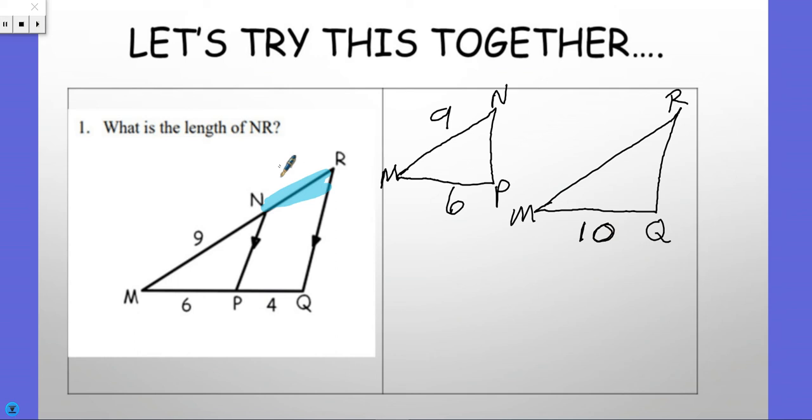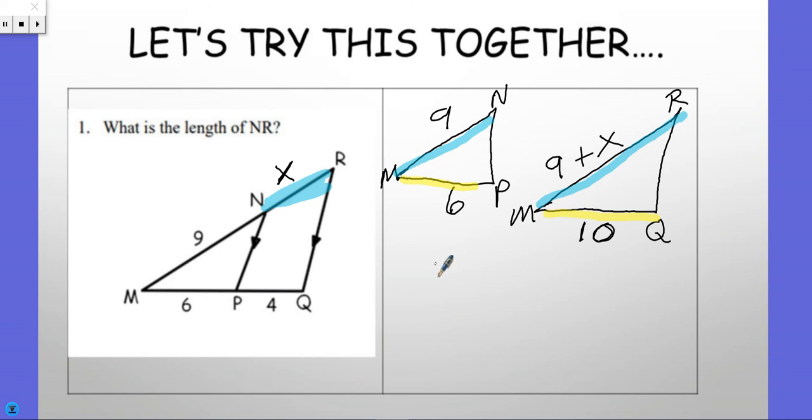And if you look right here, I'm trying to solve for NR. So I'm going to put X since there's no number here. And from M to R is 9 plus this X. And I can't put 9 times X because we don't know the value of X. And 9 times X is different from 9 plus X. Now, we're just going to set up the matching sides. This side matches this side. And this side matches this side. And we're going to set up our ratio.